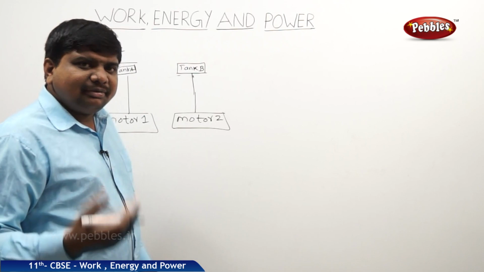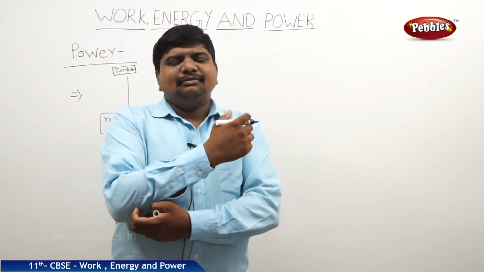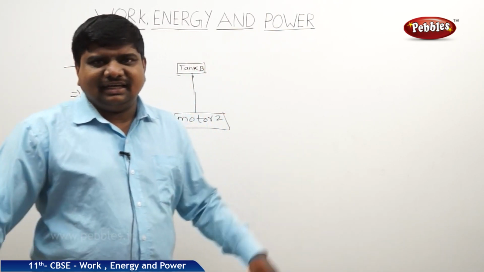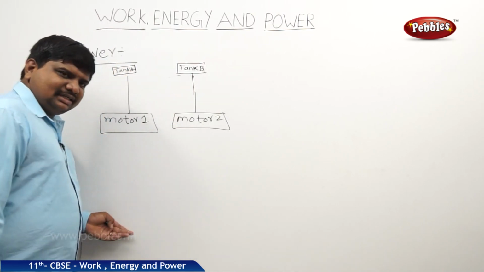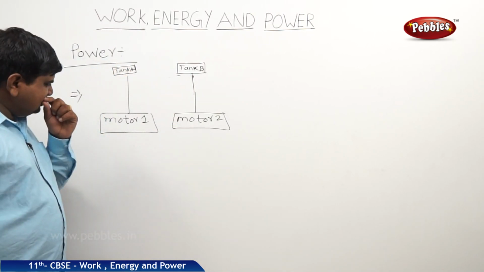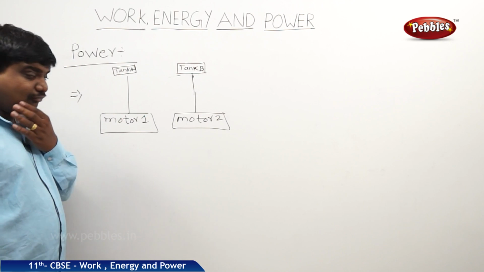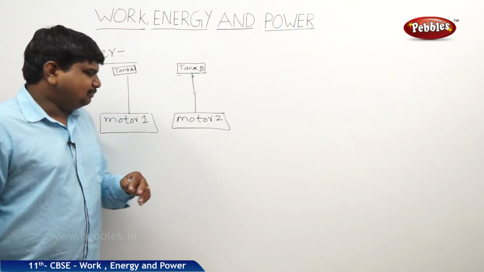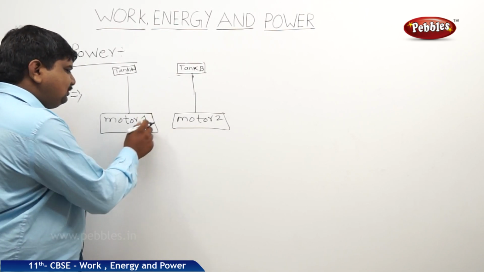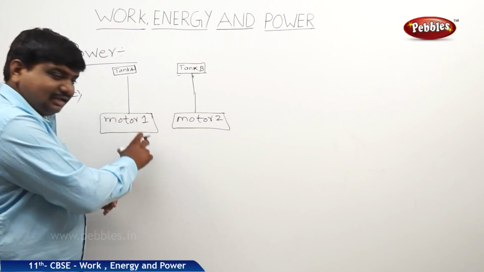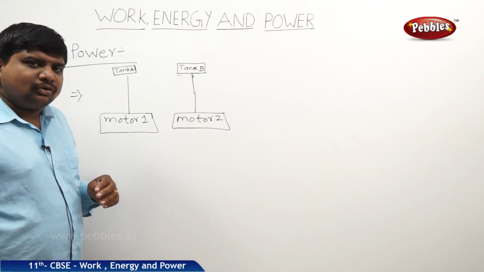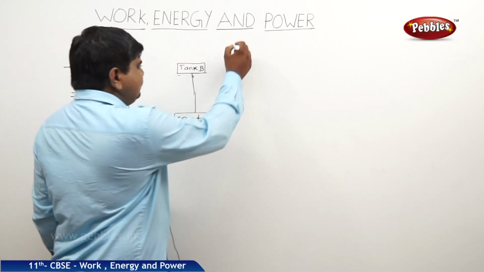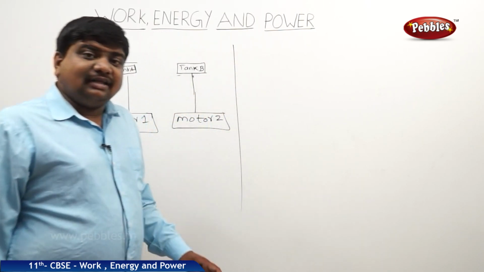Maybe it is a minute, maybe it is 2 minutes, maybe it is 3 minutes, whatever it may be. If it is 1 second also, it is earlier time. So what we can understand from this explanation is, motor 1 has done more work when compared to motor 2. That means its capacity to do work is more in a given time when compared to motor 2. So the power is defined as the rate of work done.